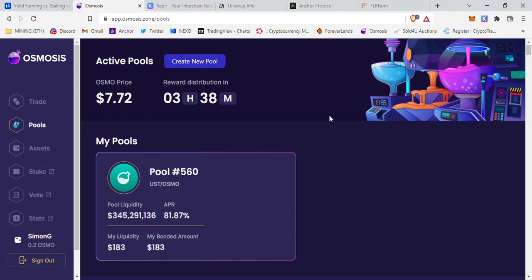So the first one I want to cover is governance staking. This is probably the simplest, especially if you're using Keplr. I use the Keplr wallet because I use Osmosis, and it's very simple. So I have it here. I'm going to click it. If you see my cursor up here in the top right, I'll click it.